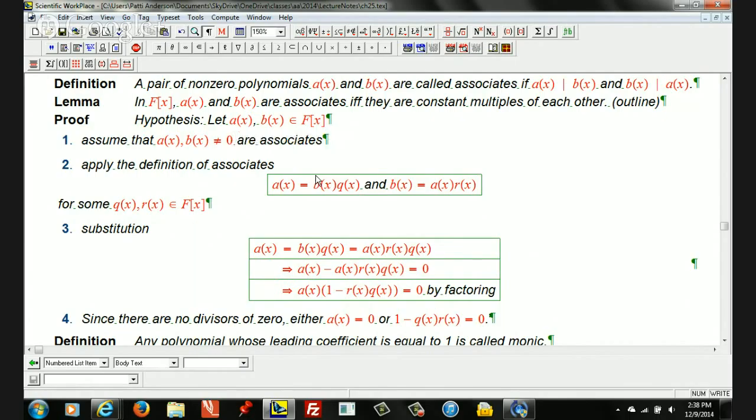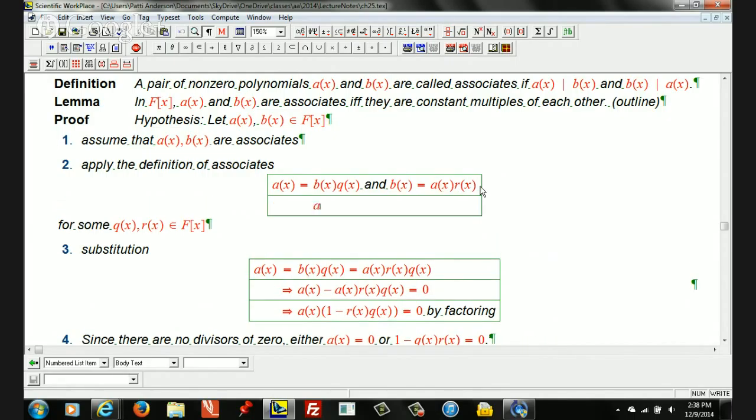Where does that assumption come from? Should that be in the lemma? That should be up here in the lemma. I think that's actually in there. There is non-zero, yeah, right there. Oh, that's in the definition of associates. Okay, well, it's in there by the definition of associates. So it should be right down here. Apply the definition of associates. A of X and B of X are not equal to 0.